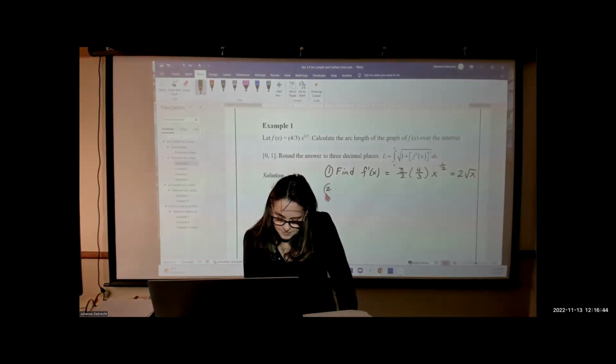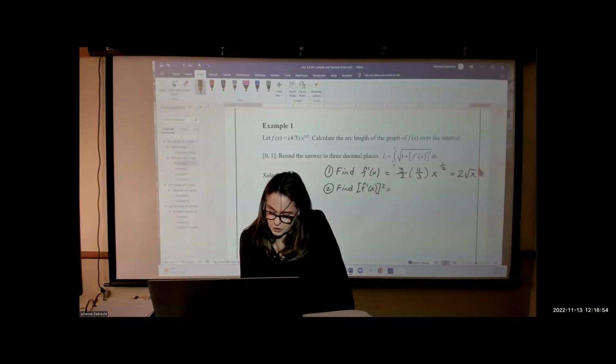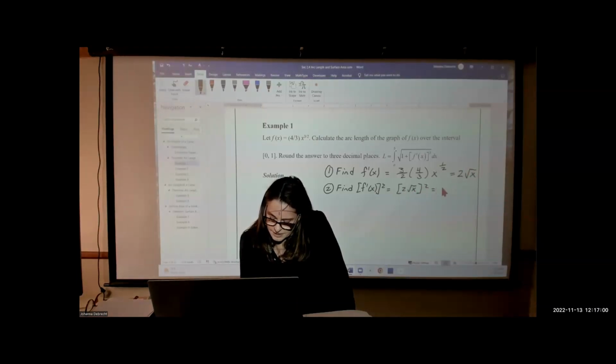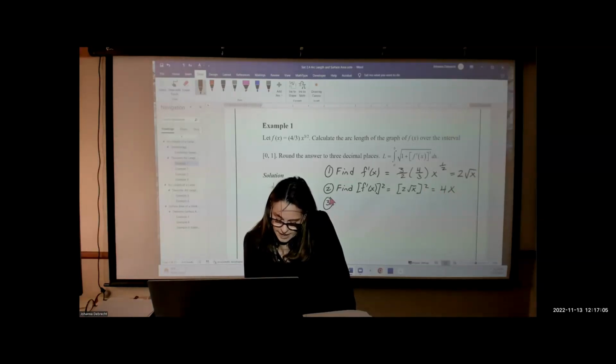Step 2, find the derivative quantity squared. So now we're going to take the derivative, 2 square root of x, and we're going to square it. And this gives us 4x. Step 3, add 1 to it.